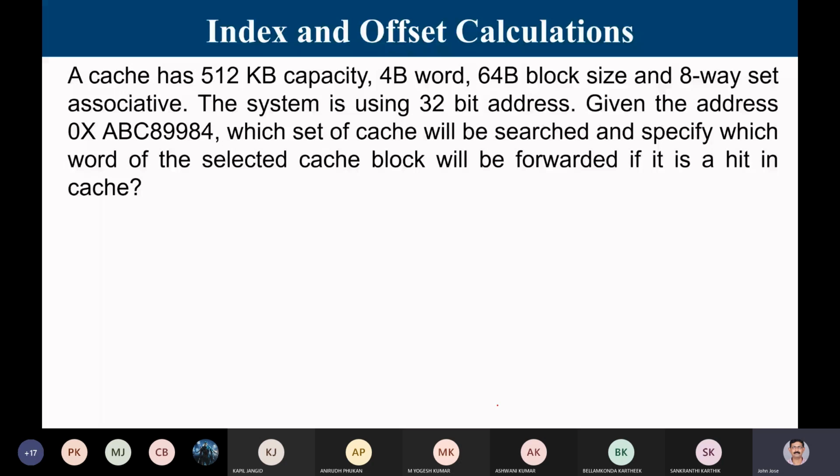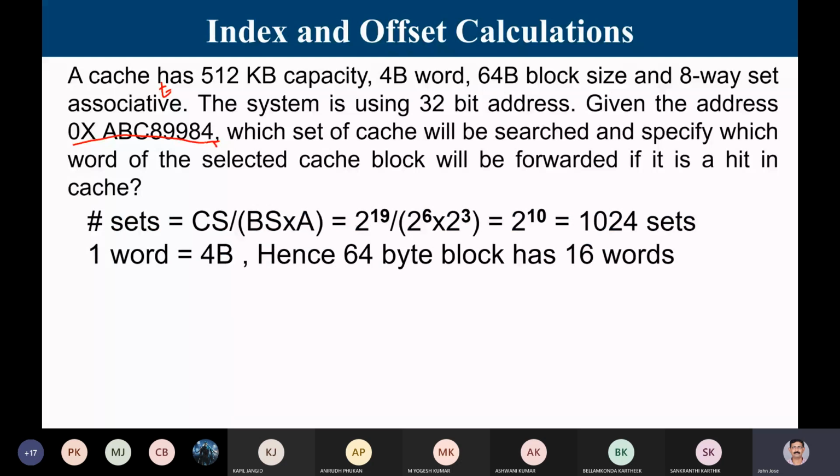A cache has 512 KB capacity, 4-byte words, 64-byte block size, and 8-way set associativity. This set associativity is known as the value of E. The system is using a 32-bit address. I am giving the address in hexadecimal form: 0xabca9984. Which set of the cache will be searched, and which word of the selected cache block will be forwarded if it is a hit in the cache?